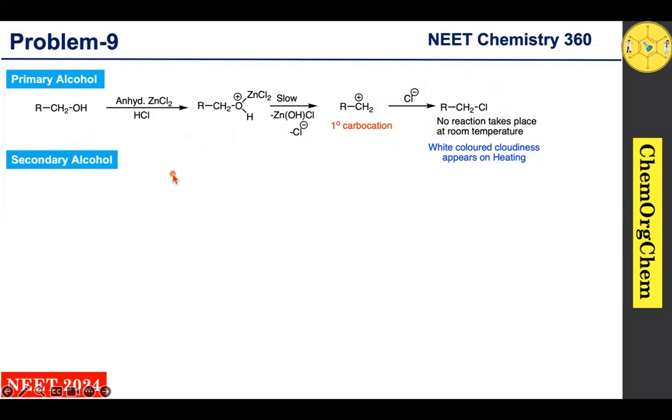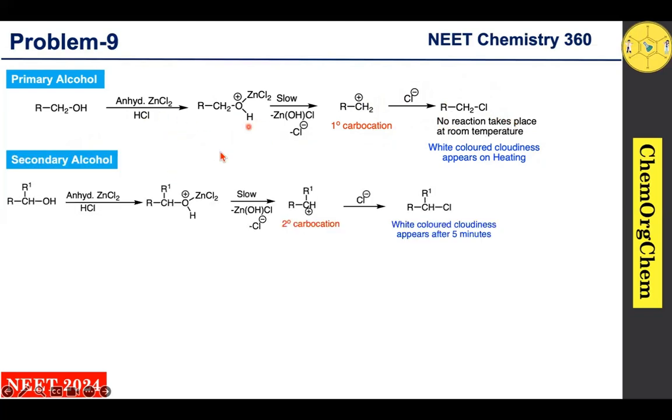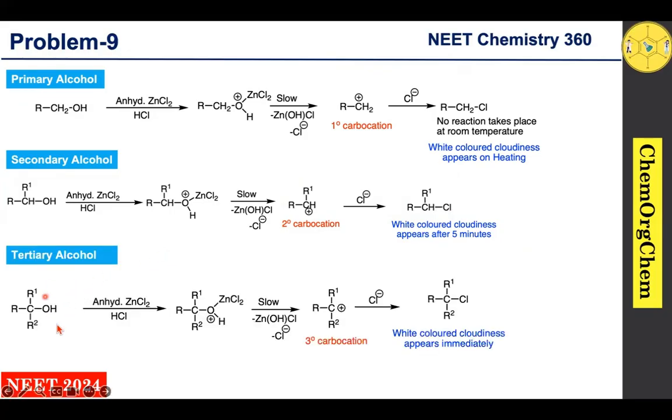So let's move on to secondary alcohol, just like our previous case. Here you see this hydroxy group coordinates with the zinc atom, resulting in the generation of a secondary carbocation. This secondary carbocation reacts with the chloride ion, which produces white color cloudiness after 5 minutes because of the formation of secondary alkyl chloride. So let's move on to tertiary alcohol. When you take the tertiary alcohol under Lucas reagent condition, it produces a tertiary carbocation. This tertiary carbocation reacts with the chloride ion, which immediately produces white colored cloudiness because of the formation of tertiary alkyl chloride.